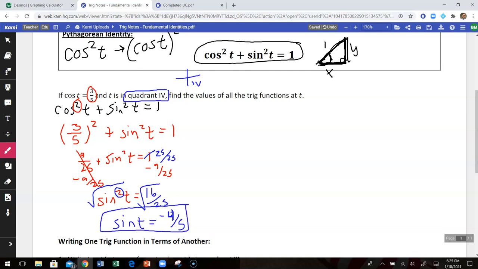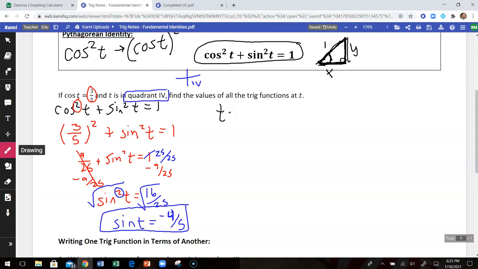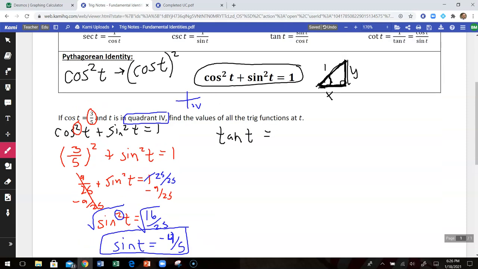So I know that the sine of the angle t is negative 4/5. Okay, so there's one more that requires a little bit of work, and that's tangent. Once I get tangent, I can get the other 3 really quickly. The tangent of the angle t is equal to, so what's it say about tangent?